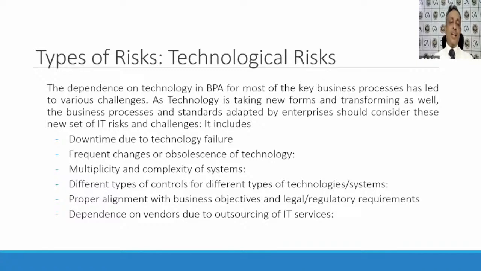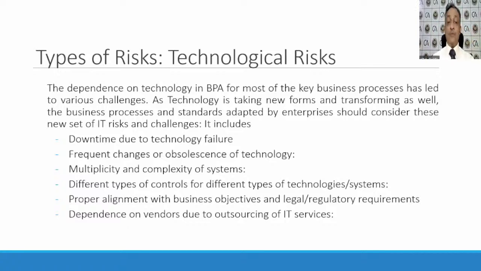It includes downtime due to technology failure. If the internet goes, what happens? If electricity goes, what happens? So that is downtime. Then frequent changes or obsolescence in technology. We have already answered this question. Technology grows in geometric progression. The first computer was made by humans, but the second is made by computers. So the computer is using its own skill to develop the next advanced computer. AI, artificial intelligence. The application side of AI is machine learning. So AI is using its own intelligence to create new advanced technology. So obsolescence of technology is the key issue.